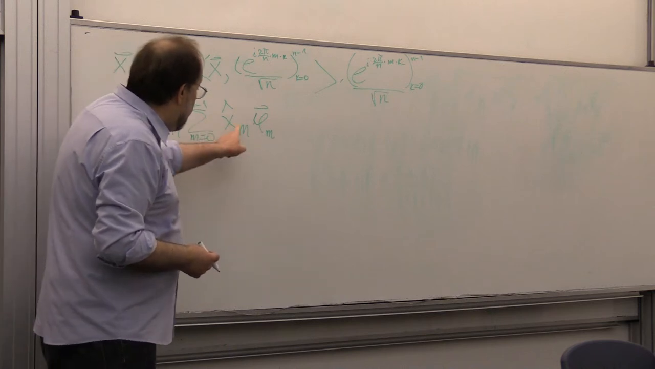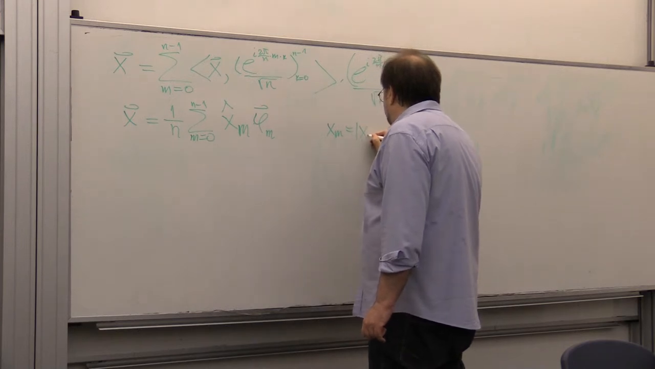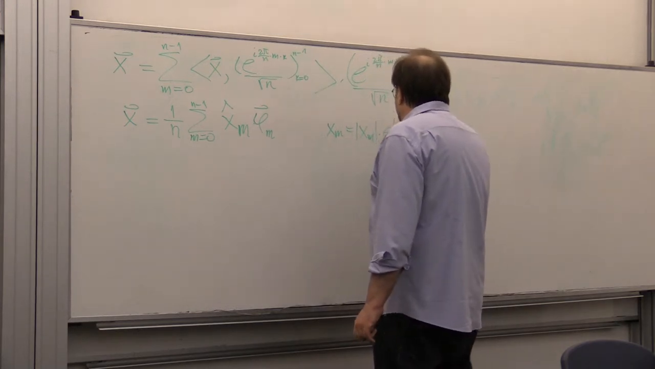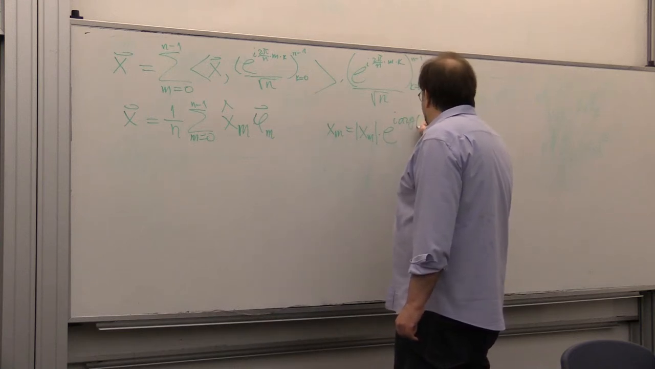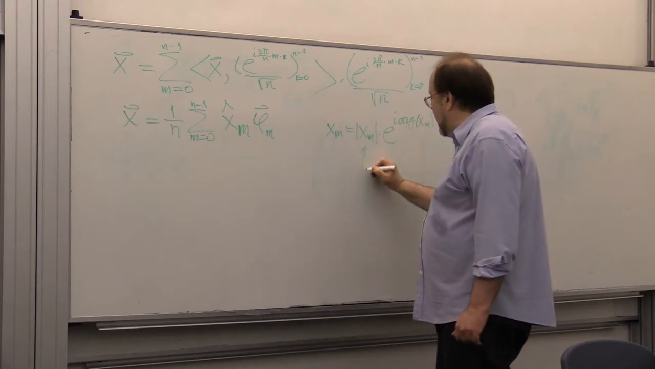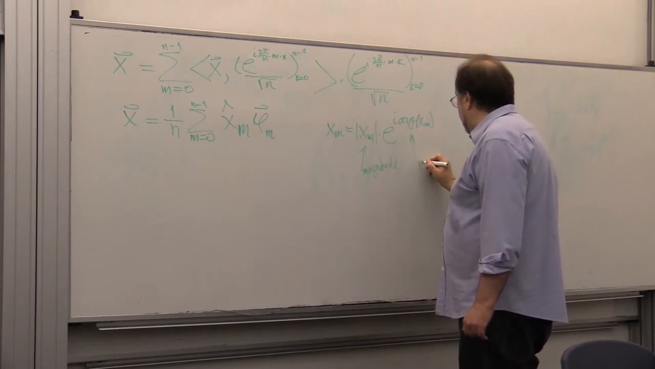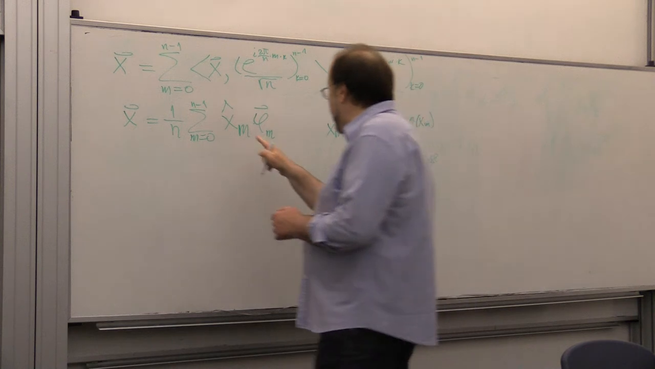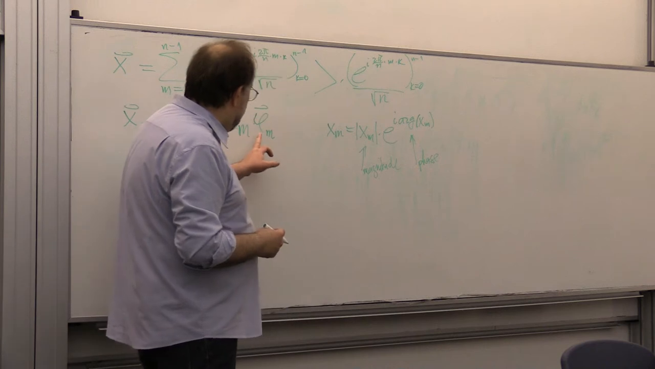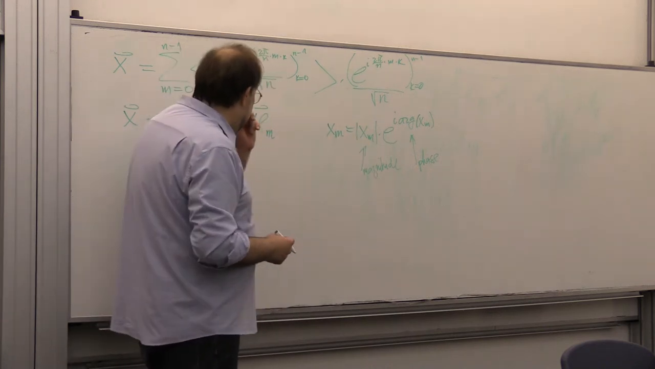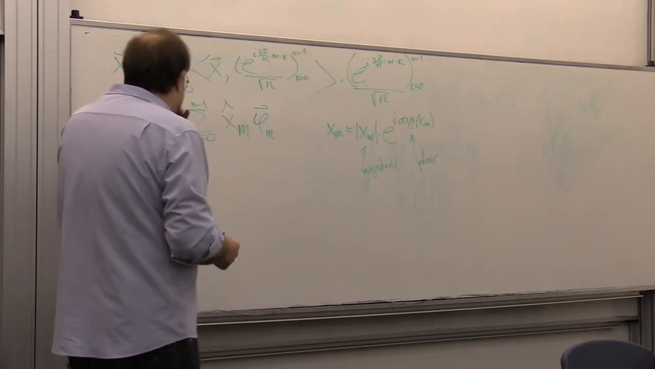But, so you see, you can now write x m as the absolute value of x m times e to the i times the argument of x m. Now this is called the magnitude, and this is called the phase. Because when you multiply this by that, this will increase each coordinate by this factor, and each coordinate will be shifted by addition of this angle, the argument of x m.